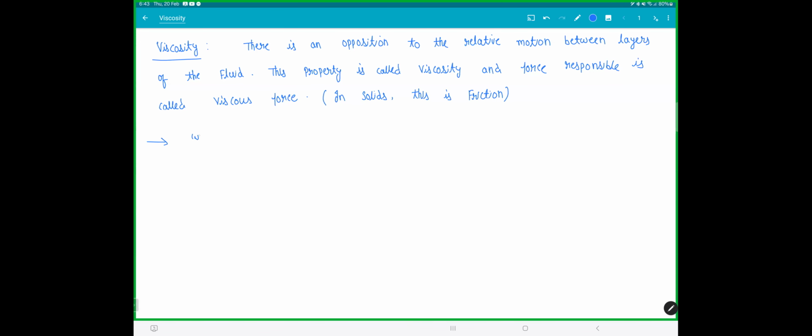One is the temperature. If you increase the temperature, this was a mains question: what will happen to the viscosity of liquids and what will happen to the viscosity of gases? So there are two questions like this. If you see, the viscosity of liquids decreases. This will be good for assertion reason questions also.